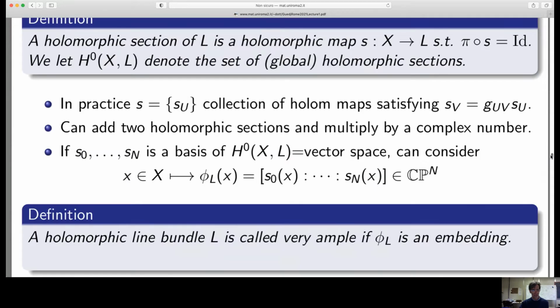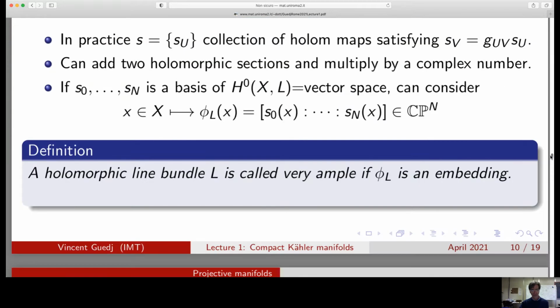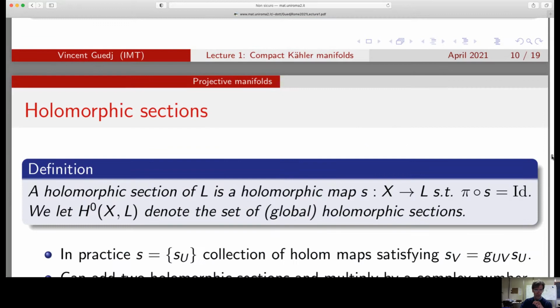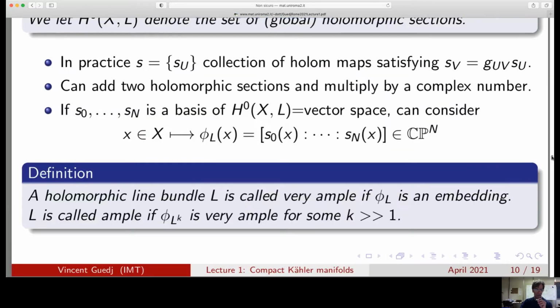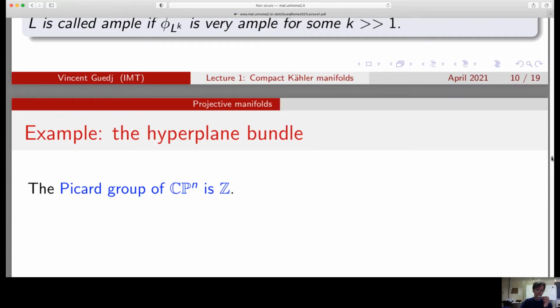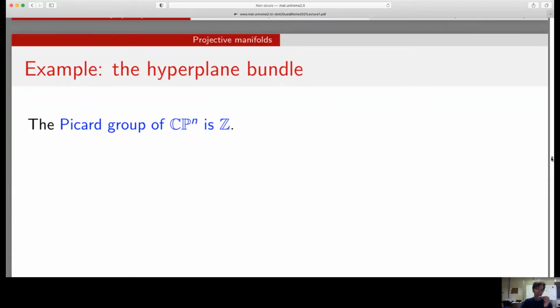And the line bundle is called very ample if this map is globally defined on all of X, and it gives an embedding of X into the projective space. And it's called ample if some power of it is very ample.